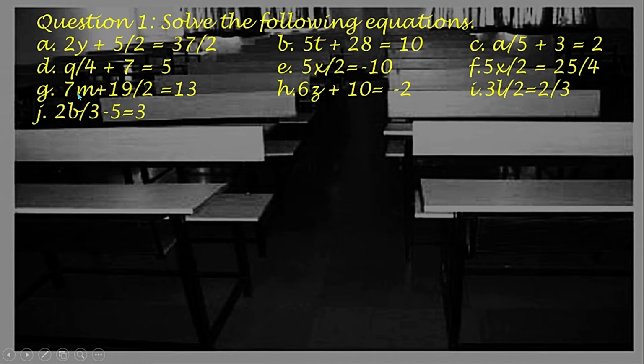Seventh, 7m plus 19 upon 2 is equal to 13. Eighth, 6z plus 10 is equal to minus 10. Ninth, 3l upon 2 is equal to 2 upon 3. And tenth, 2b upon 3 minus 5 is equal to 3.